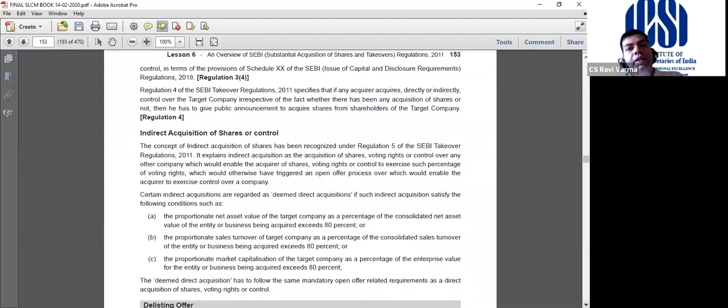You can, but then again you need to make an open offer because you are crossing 25% already. So you will make an open offer. The public will give you shares first, and if the public does not give you shares, then you can go ahead with the 60%. And if the public gives you shares, then you will go with the 60% plus whatever shares are offered under the takeover code. So this way we are talking about direct control. Now there might be some cases where indirect control can also come into the picture.